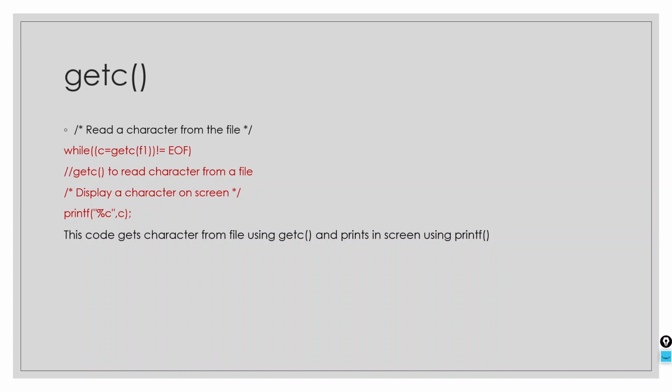Now this is the opposite. We are trying to fetch a character from a file. For that we use the function getC. So getC(F1) not equal to end of file. We need to print it to the screen. So printf("%c", c). So this is from file to the screen that we are trying to print.